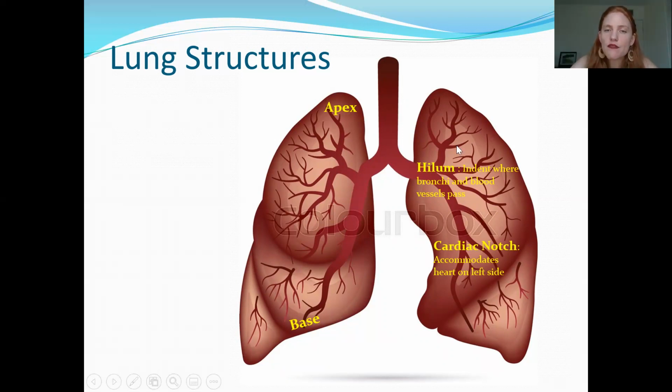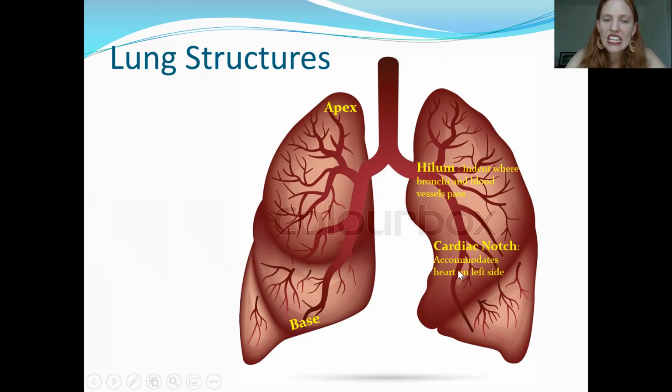Then we also have the hilum. A hilum, that's also a sort of generic term. We're going to see it again when we talk about the kidneys. This is the location in the lungs where the bronchi and the blood vessels enter and then exit the lungs. Okay, so this location where you have things coming in and things going out, that's called the hilum.